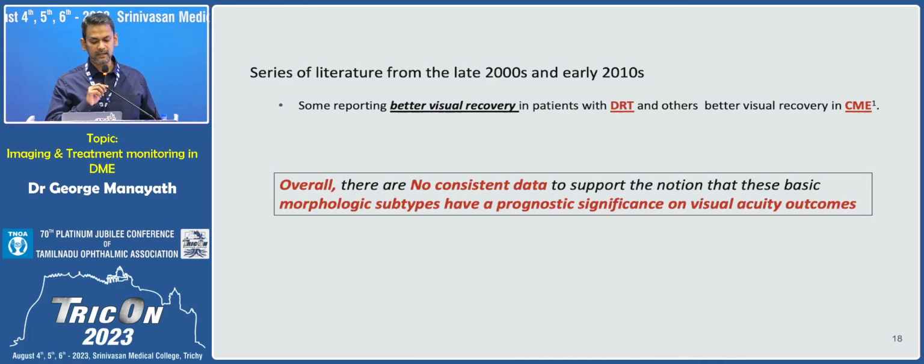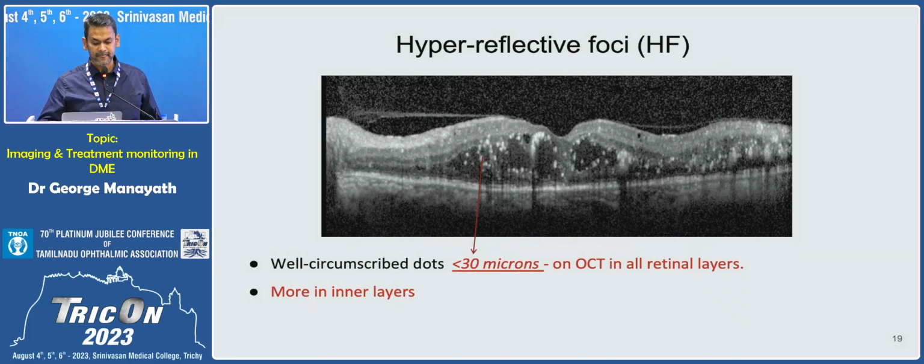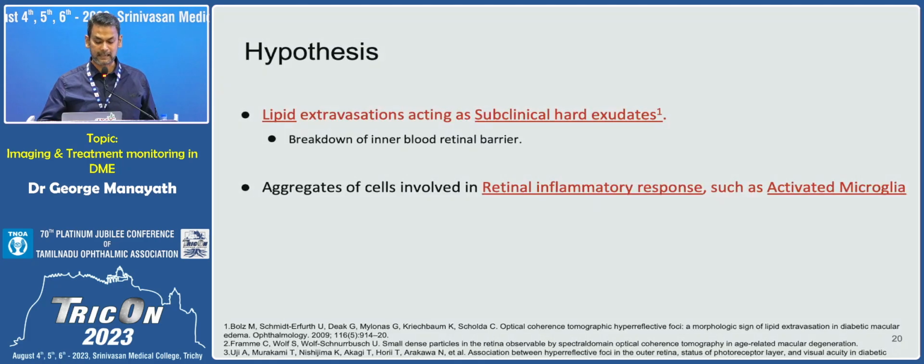So overall, there is no consistent data to say which morphological subtype on OCT is predictive of visual outcomes in DME. And coming to another biomarker, that is the presence of less than 30 microns hyperreflective foci, which are the precursors of hard exudates that you see clinically.